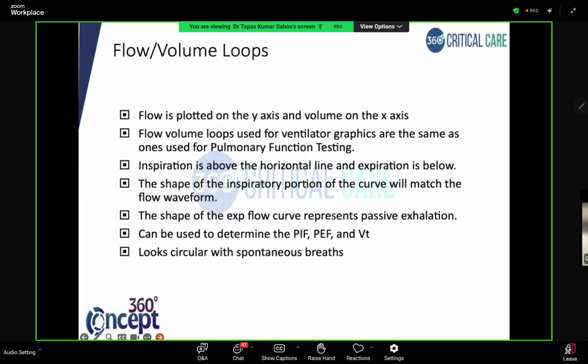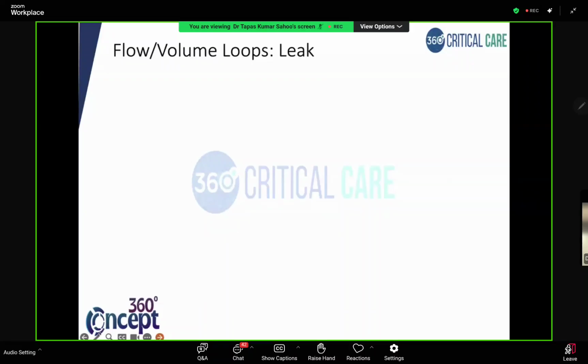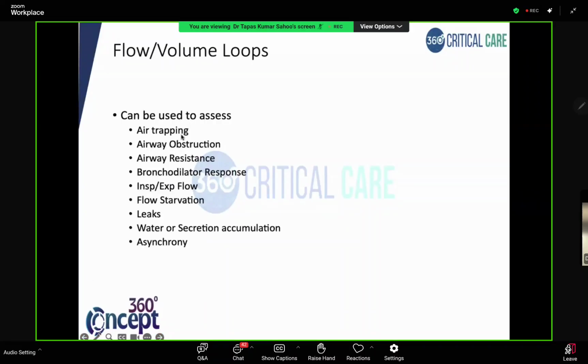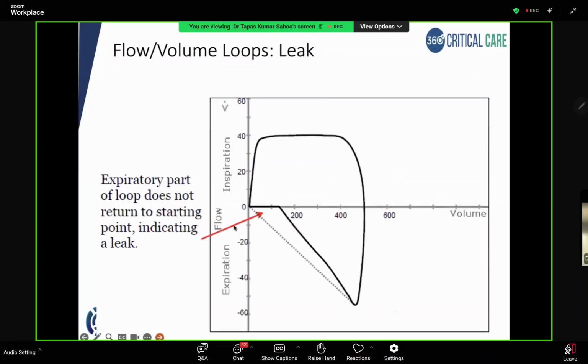Now that can be used to determine the peak inspiratory flow, peak expiratory flow and tidal volume. In a spontaneous breath, you will get the flow volume loop to be circular. Now that can be used to assess again the similar things that I have already discussed: air trapping, airway obstruction, airway resistance, bronchodilator response, inspiratory expiratory flow, flow starvation, leak, water or secretion accumulation, and asynchrony. Clear?